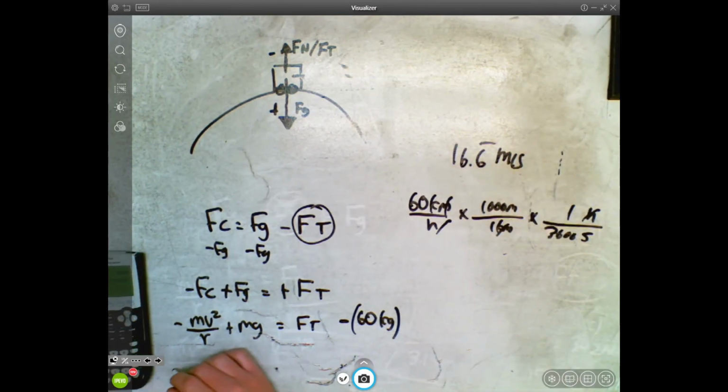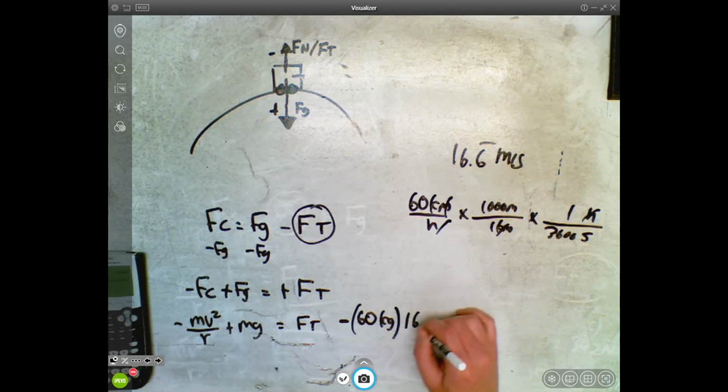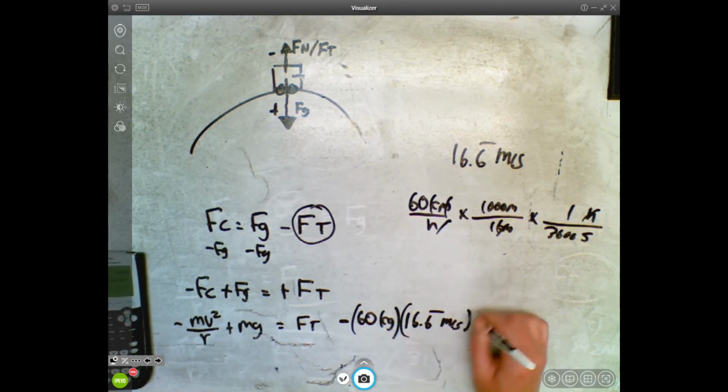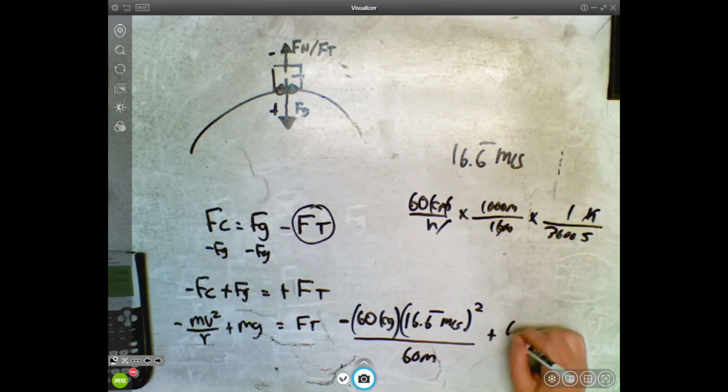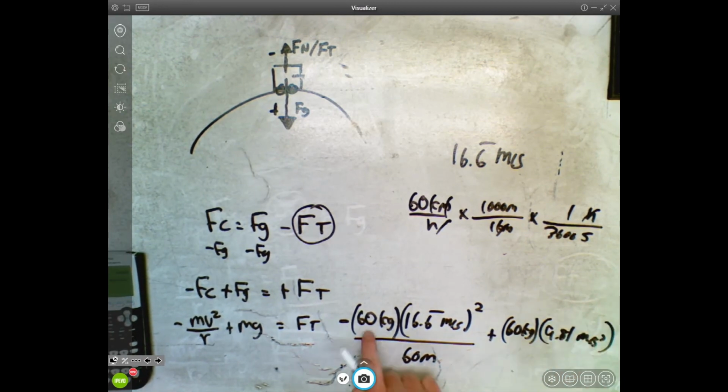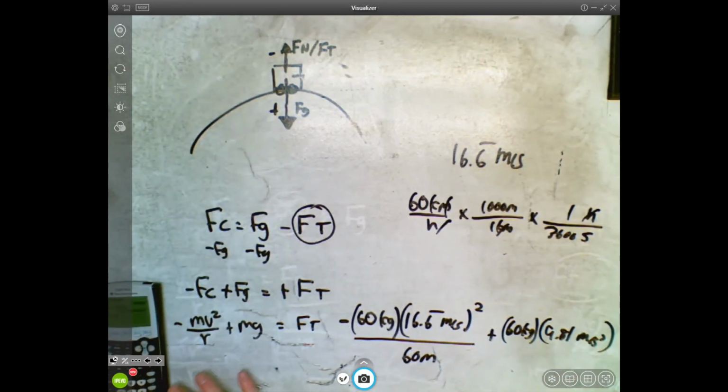Okay, now we're ready to plug stuff in. So negative 60, our speed is 16.6 repeated meters per second. We have to square that. Our radius is 60 meters. And then we add on 60 kilograms times 9.81 meters per second squared. So remember to make this first one negative. So 16.6 squared times negative 60 divided by 60 plus 60 times 9.81. And we end up getting 310 newtons. So that's the apparent weight.